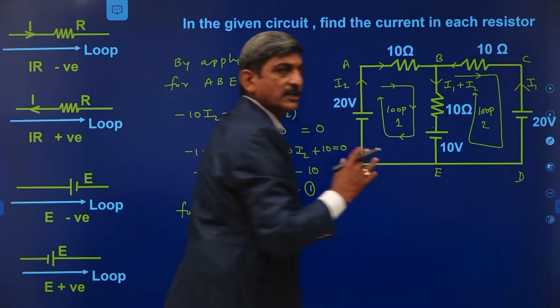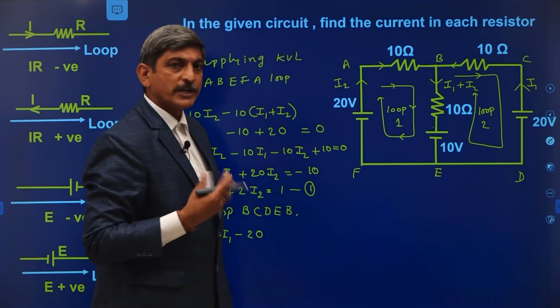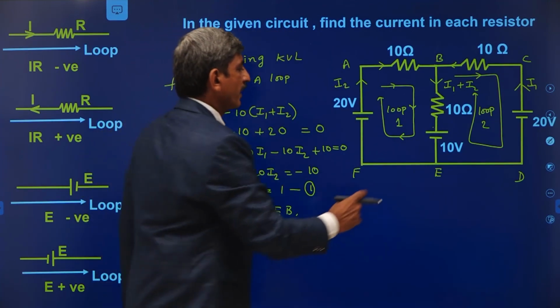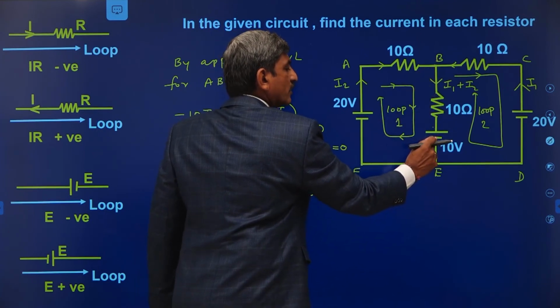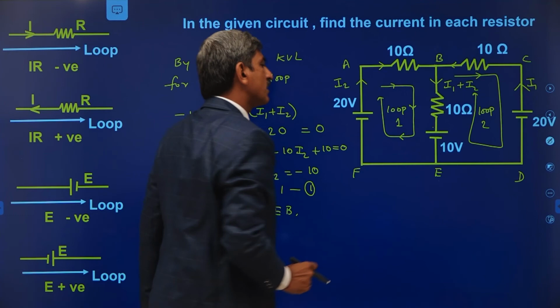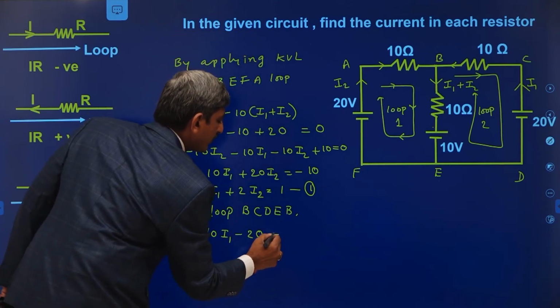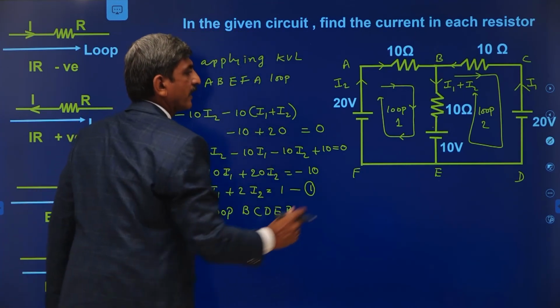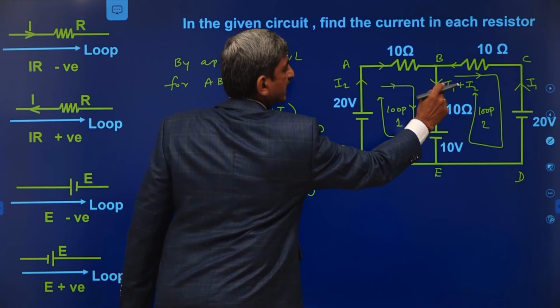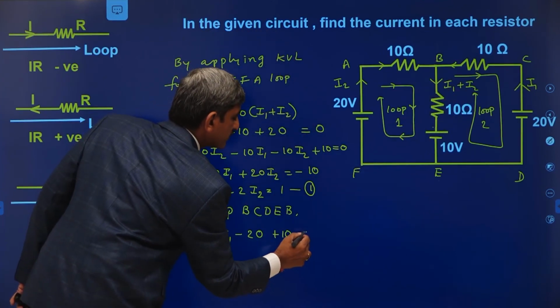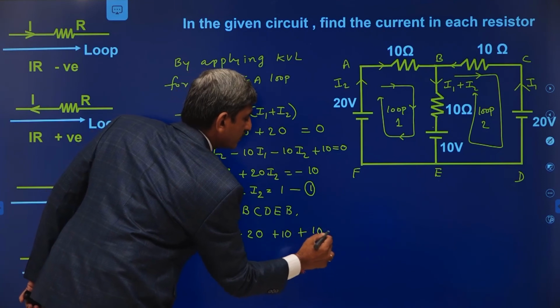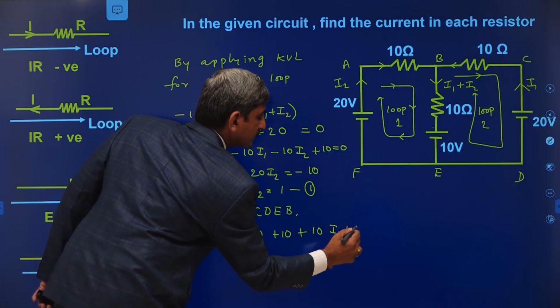Between D and E, there are no elements, no potential drops, no EMFs. And when we are moving from E to B, we are moving from the negative terminal to the positive terminal of the cell, so the EMF is positive, plus 10. And in this resistor, the direction of the current and the direction of the loop are in the opposite direction. IR is positive, so plus 10 into (I1 plus I2).